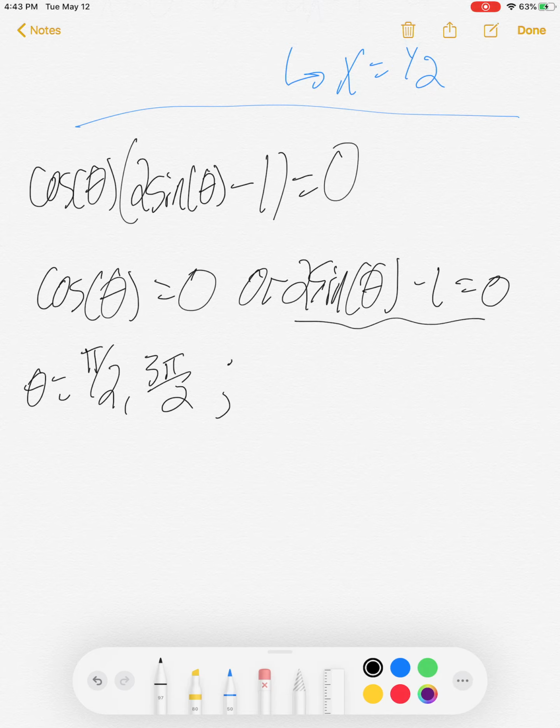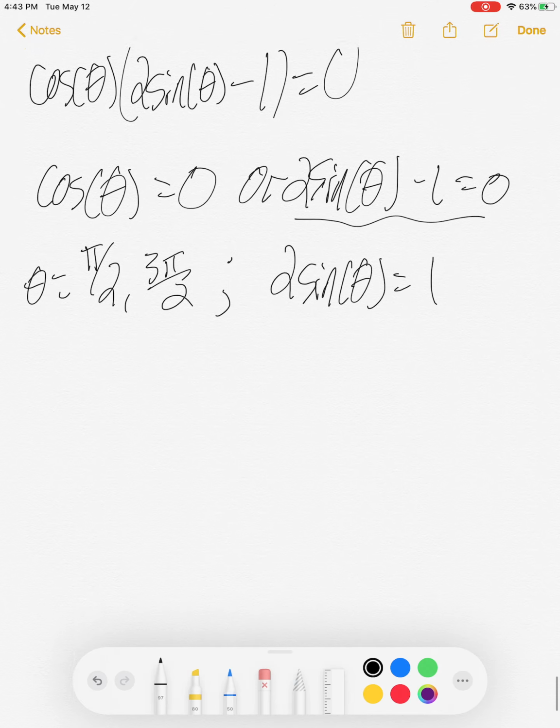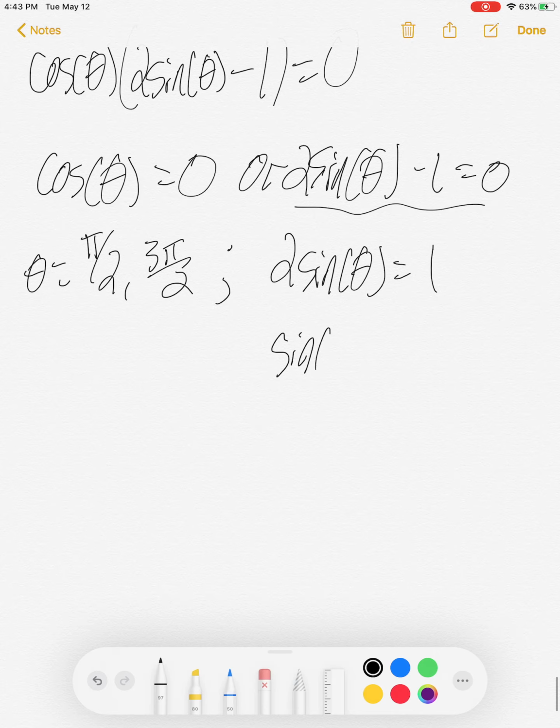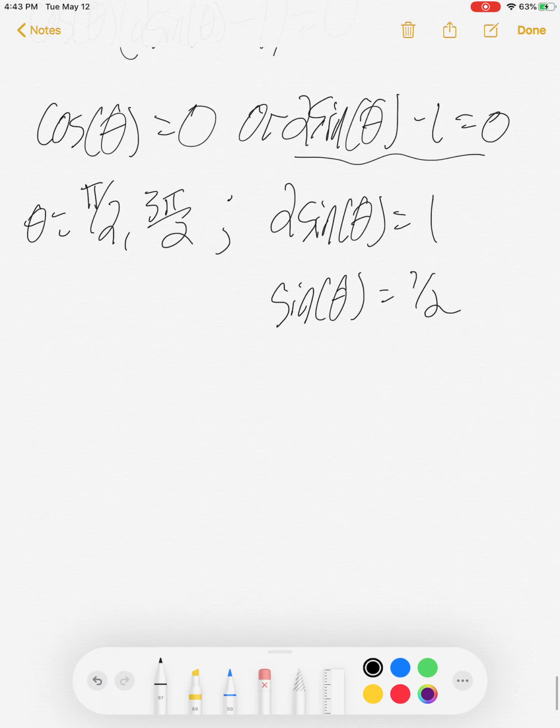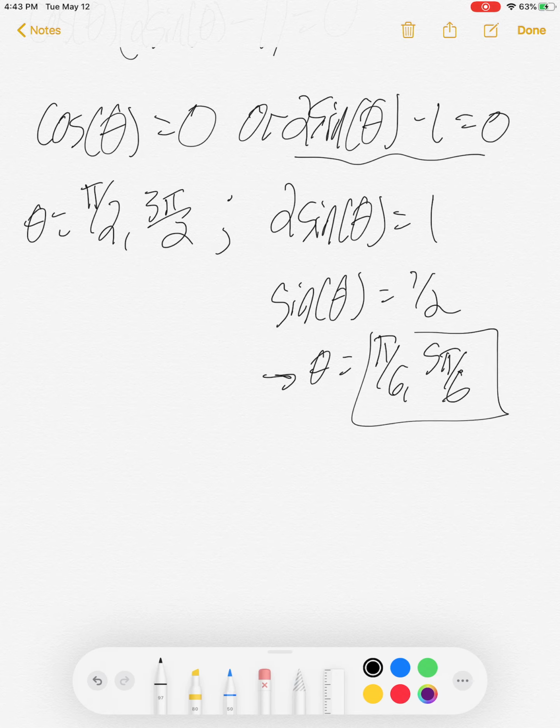And this second equation, 2 sine theta minus 1 equals 0, means 2 sine theta equals 1, i.e. sine theta equals 1/2. And this is true at theta equals pi over 6 and 5 pi over 6. So we have these 4 theta values which satisfy our equation.